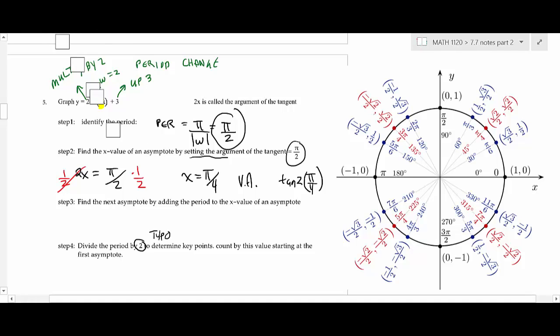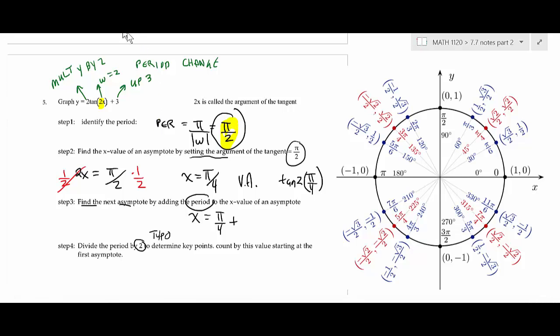Now the next thing I like students to do is this: if you want to find the next asymptote, you have 2 ways to do this. I don't care which way you do it. One way is you just say, okay, pi over 4 plus the period. The period on this was pi over 2. So to find the next asymptote, we just add pi over 2 to it. You would get a common denominator, which of course is 4. So you would have pi over 4 plus 2 pi over 4. That means the next vertical asymptote is going to be at 3 pi over 4, like that.